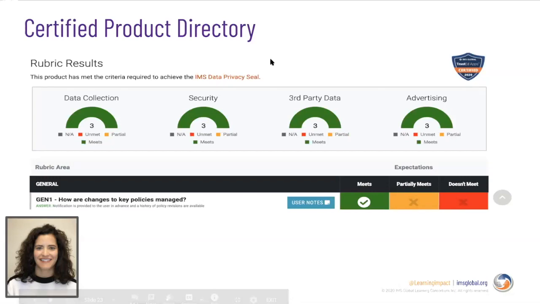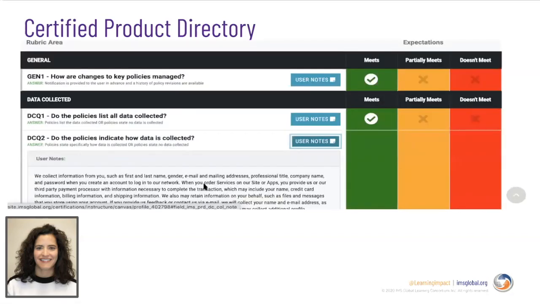So where they meet data collection, security, third-party data, and advertising. And then if I continue to scroll down, I get more information about the actual rubric areas, like the data collected. And I can see where they meet, partially meet, or don't meet. And then you have the user notes, and I can hover over those user notes and see more information as well.